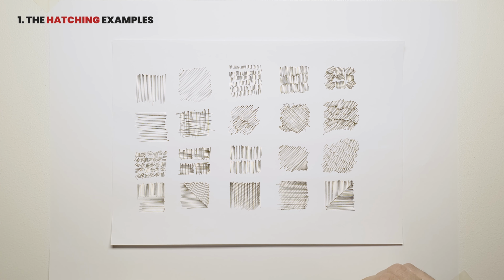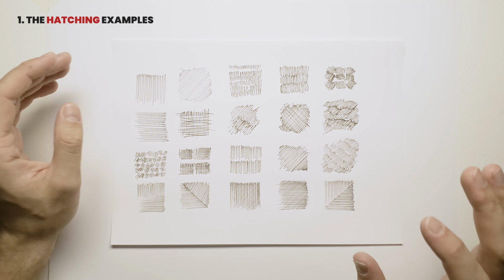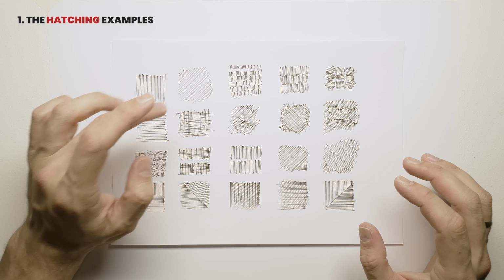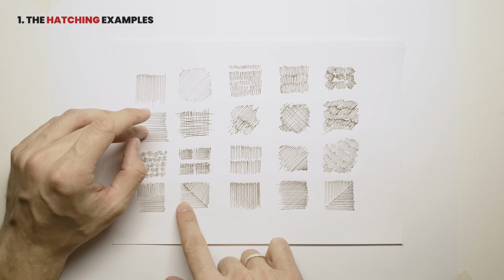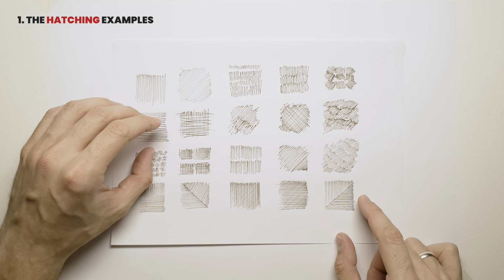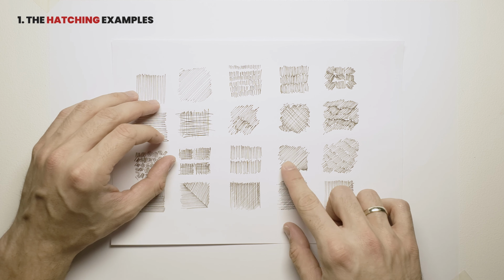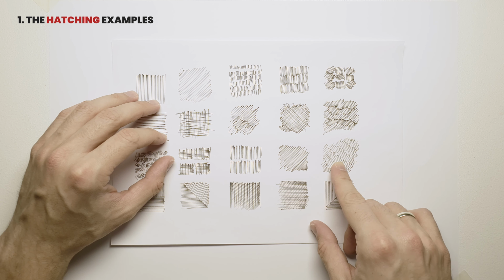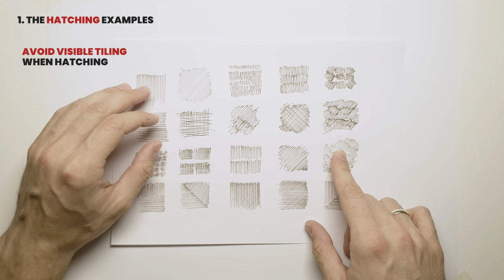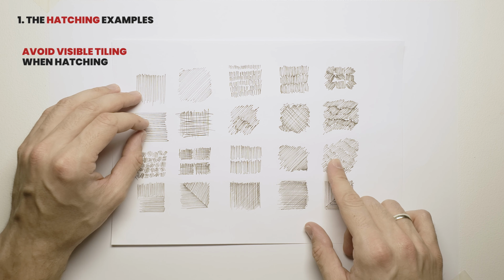So which of these are good for the architectural drawings? I would say definitely this, and all of these in the bottom. Sometimes maybe for some rough and quick sketches, I would go for this kind of a hatch. I would not go for anything that has any visible tiling in its structure.